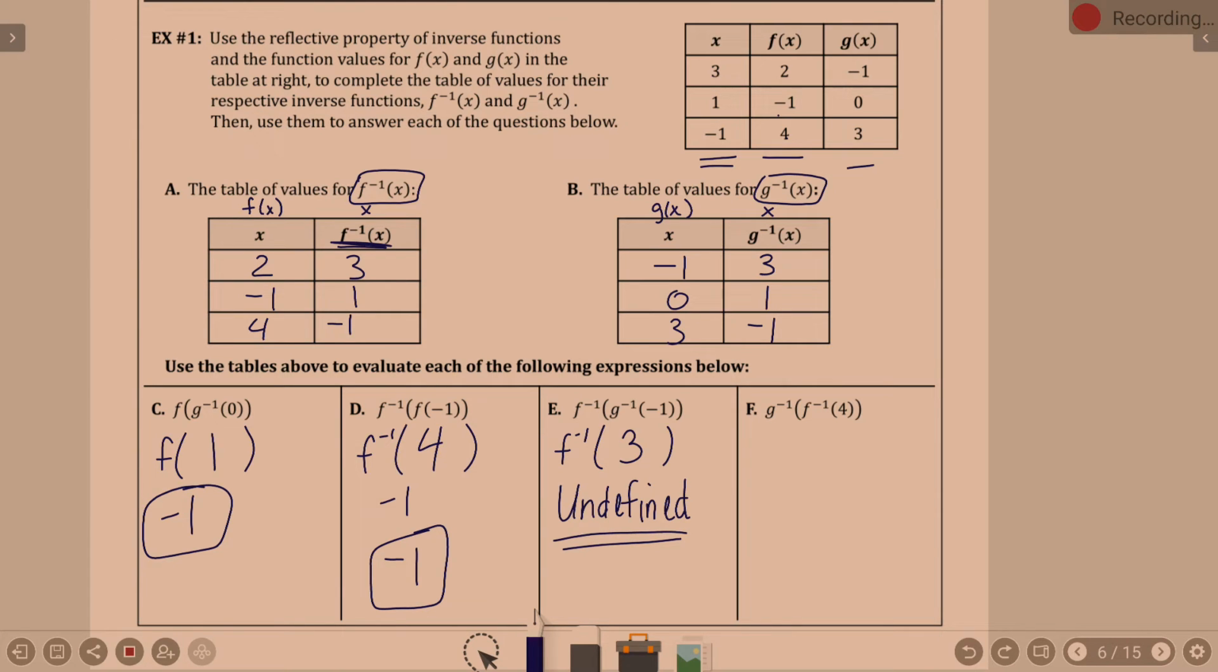Man, I was really excited that I thought I did it. I worked ahead and got it right, and then I got it wrong. So, yeah. G inverse of F inverse of 4. G inverse of -1. Do we agree with her? Yes. Which was 3. And then G inverse of -1 is 3. I can get on board with that one.